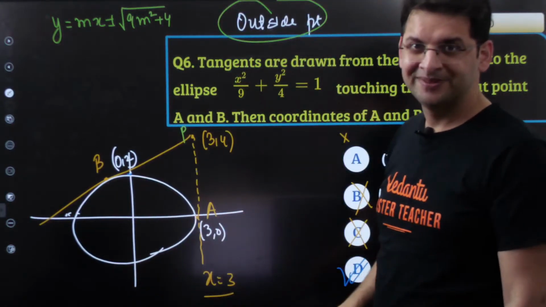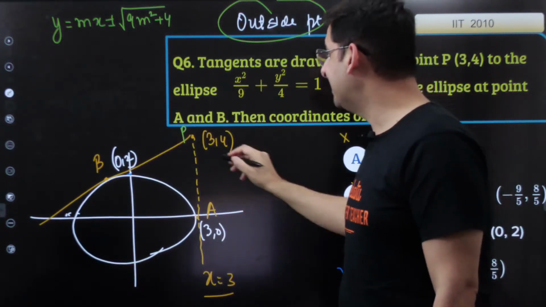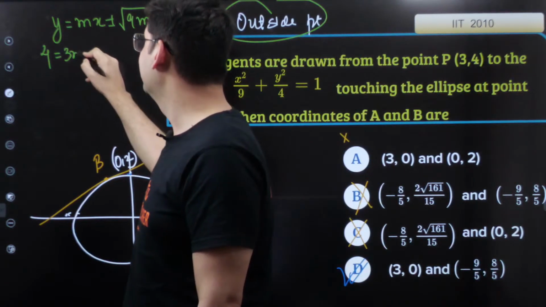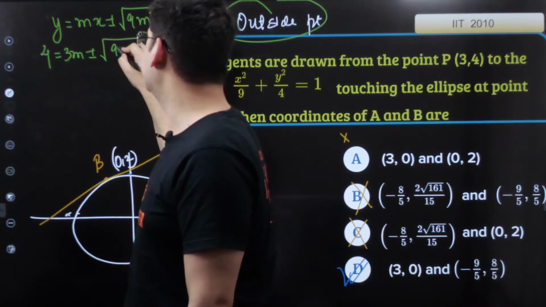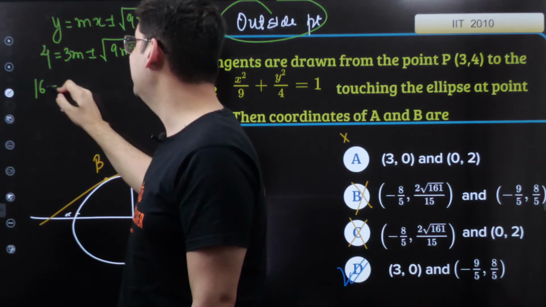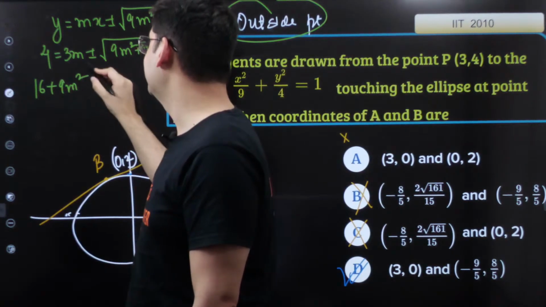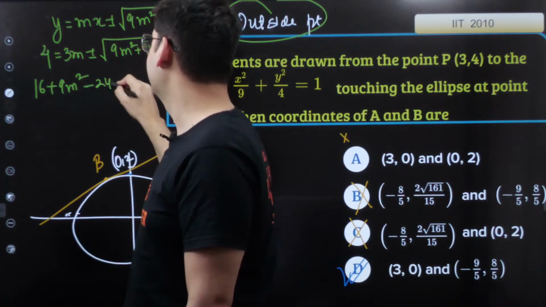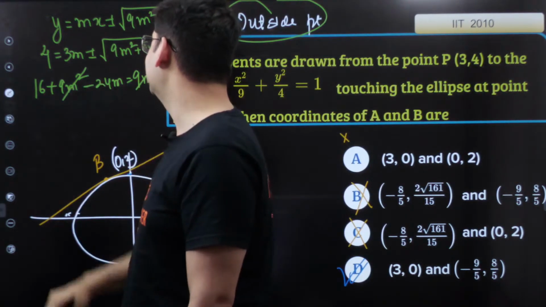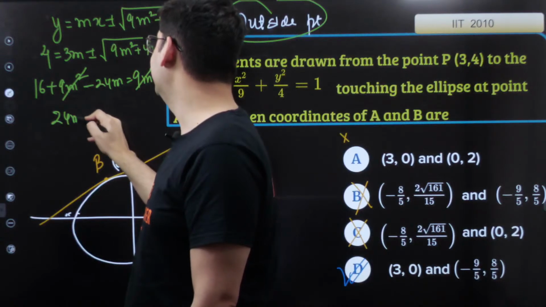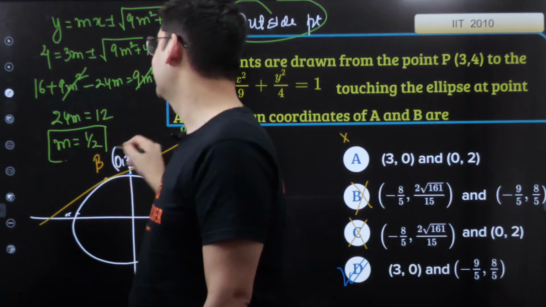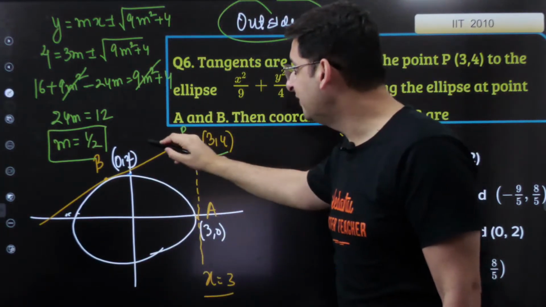Slope form. Now what is one good thing about slope form? It passes through (3, 4). So (3, 4) is going to satisfy. 4 is equal to 3m plus minus root of 9m square plus 4. So (4 minus 3m) whole square, that is 16 plus 9m square minus 24m is equal to 9m square plus 4. So this cancels. 24m is 12, m is equal to 1 by 2.